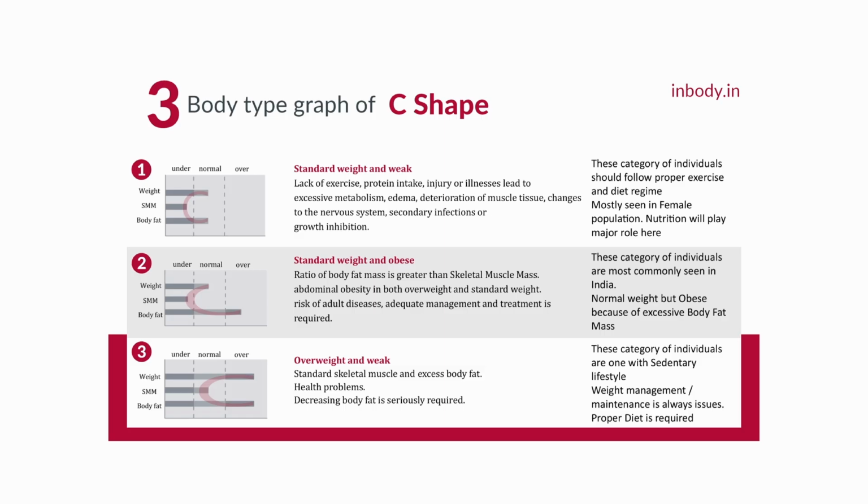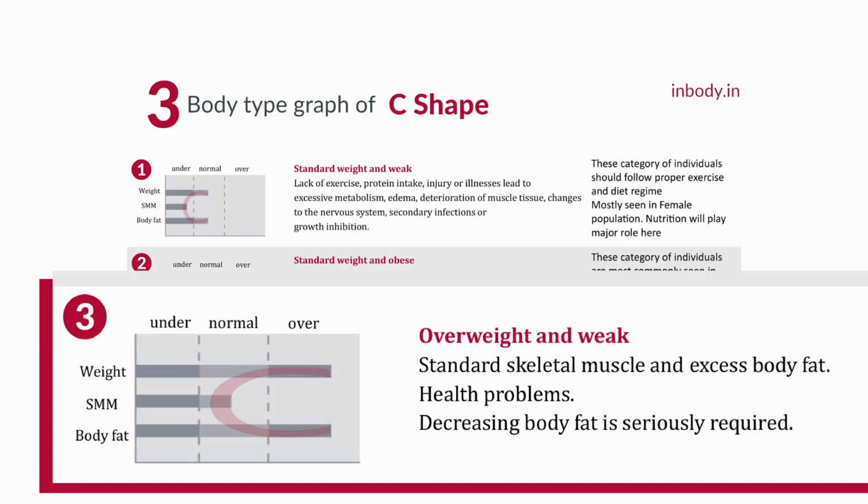The last type of graph is when the person has high weight, less muscle mass, and more body fat. So the extra weight which the individual possesses is completely body fat. So in this case also, muscle mass has to be focused on and has to be increased, while the weight and body fat has to be reduced. This is an overweight and weak type of graph.